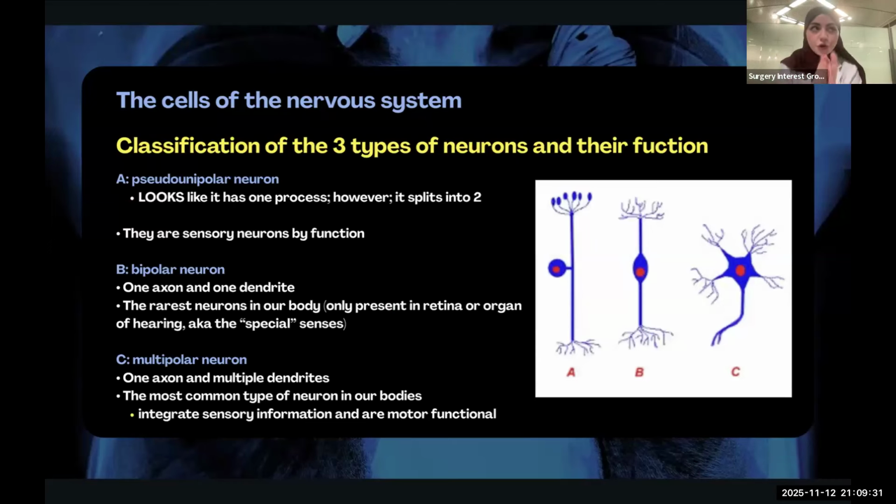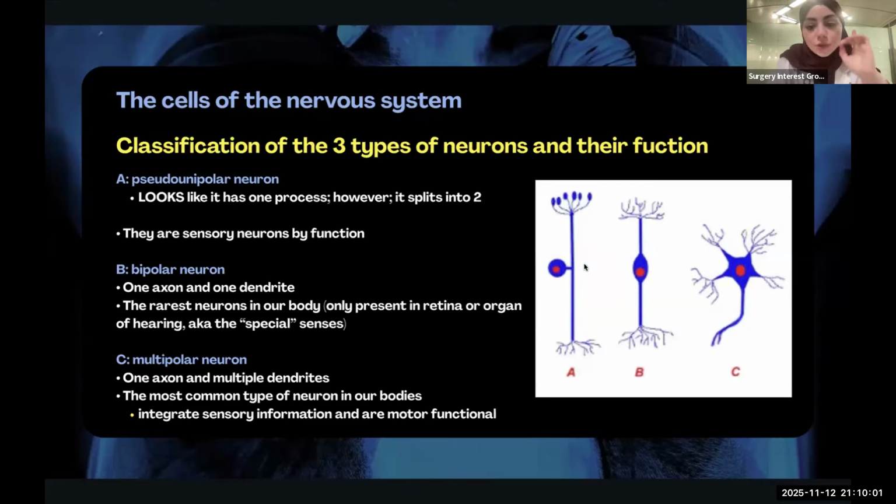Now, there's a classification. We've said the neuron is primarily what makes up my nervous system, but the nervous system has different functions. We know that we have our sensory innervation, our motor innervation, and our autonomic innervation. So not all of the neurons will have the same function, which is what gives us three types of neurons. The first, and I want you to follow me here with the picture, is my pseudo-unipolar neuron.